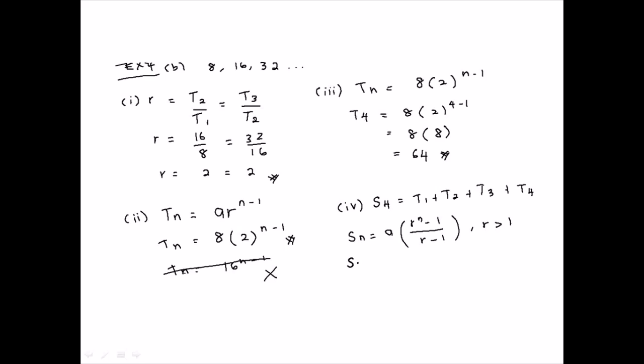Okay, let's substitute. We want to find S4. The A is 8. R is 2, power n. This time our n is 4. Two power 4, 16. 2 minus 1 is 1. So 16 minus 1, 15. Final answer, 8 multiplied by 15, 120.